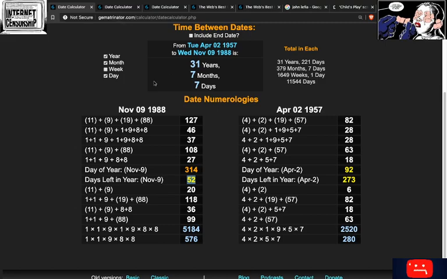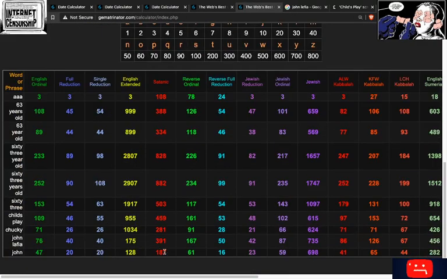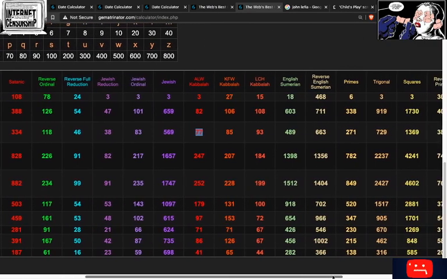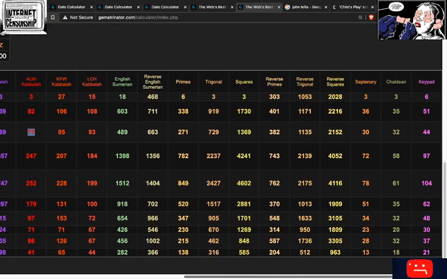So the next thing I want to look at is 77. 7 months, 7 days. Did I see 77? Could have sworn I seen 77. There's 77. I knew it. 63-year-old. When you don't use the S, years old, 63-year-old. Now, these ciphers a lot of people don't use, ALW Kabbalah, but look, 77. It equals what it equals in that cipher. It's just like, what are the odds? It could have been 75 or something. I don't think I've seen any 75s today.